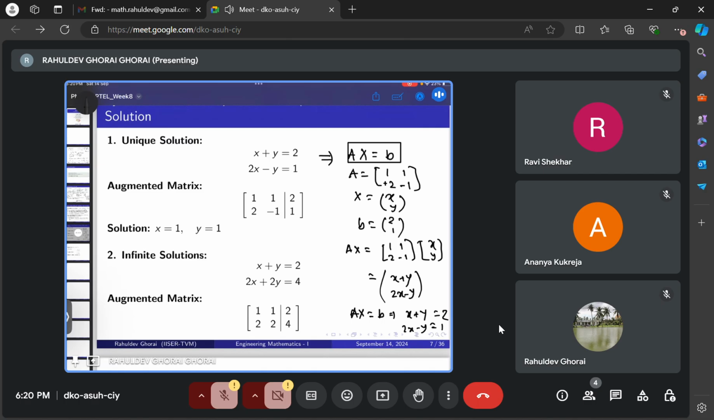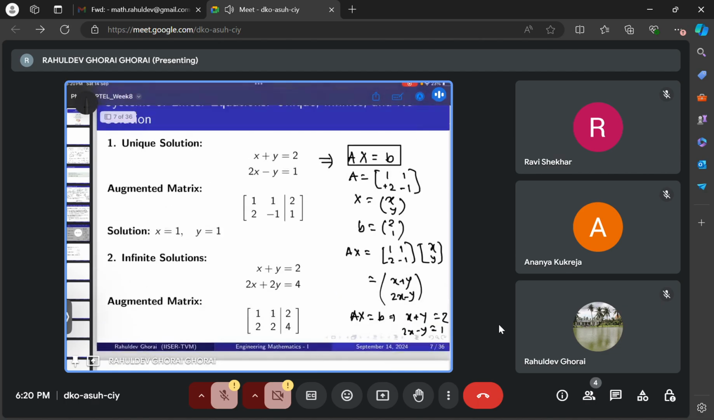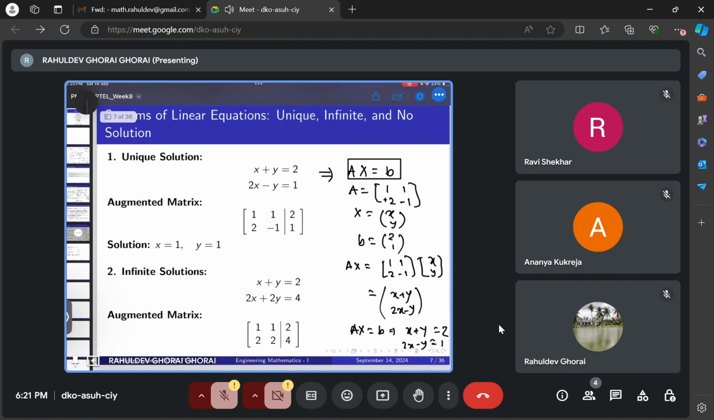So what you do, you try to find the augmented matrix. Let me write it. You have x plus y is equal to 2, so you can write 1 times x plus 1 times y equal to 2, and 2 times x plus minus 1 times y is equal to 1, right? So the coefficients are 1, 1, 2, minus 1, and we'll take this one here also.